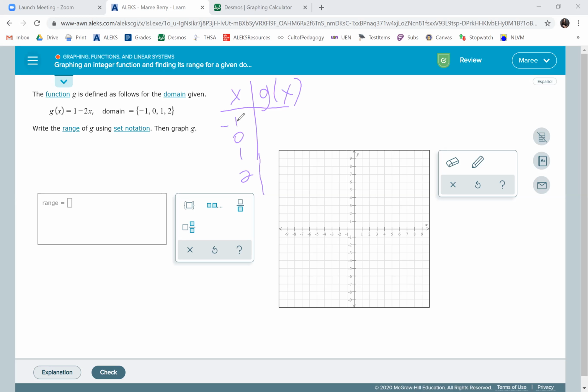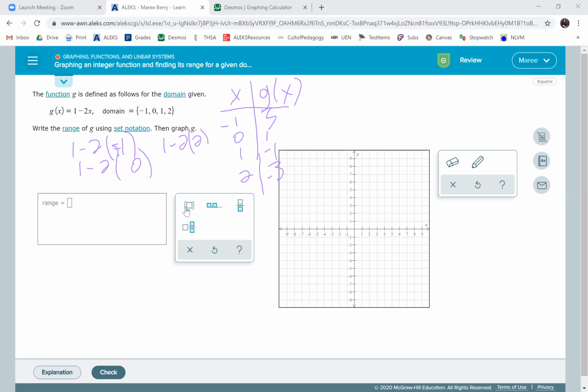If we were to plug in -1 for x right here, we'd have 1 minus 2 times -1. So that's 1 plus 2, or 3. If we plug in 0 for x, we'd have 1 minus 0, or 1. If we plug in 1 for x, it's just like this one, only with the plus 1. So 1 minus 2 is -1. And if we plug in 2 for x, we get 1 minus 2 times 2, which is 4. And 1 minus 4 is -3. That is actually what our range is.